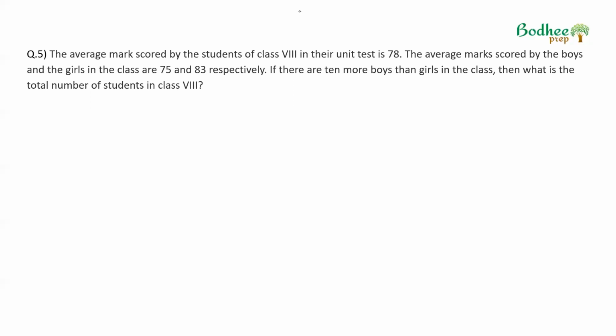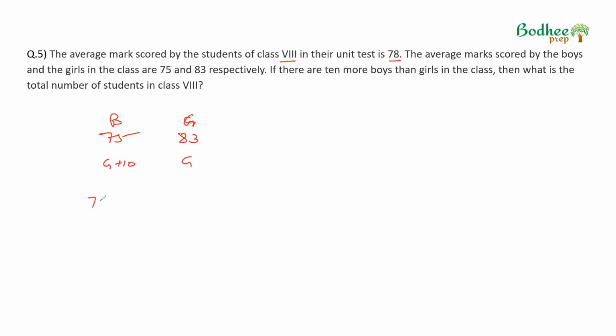This is an easy question. It simply says the average mark scored by students of class 8th in their unit test is 78. The average mark scored by the boys is 75, girls is 83. Overall, there are 10 more boys than girls, so if girls is G, the number of boys is G plus 10. Then what is the total number of students?